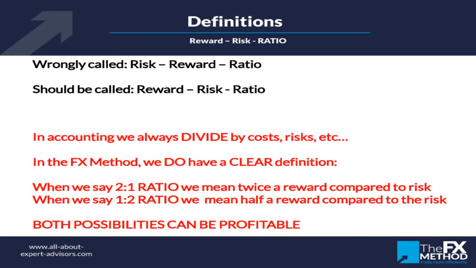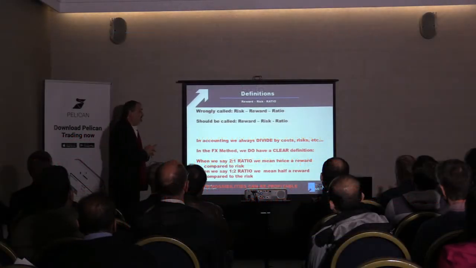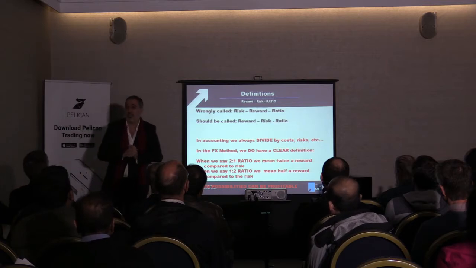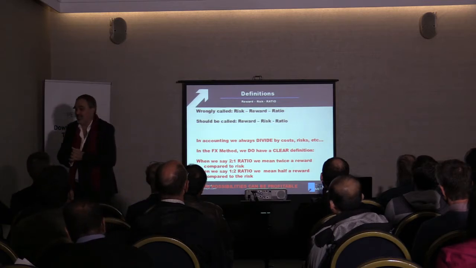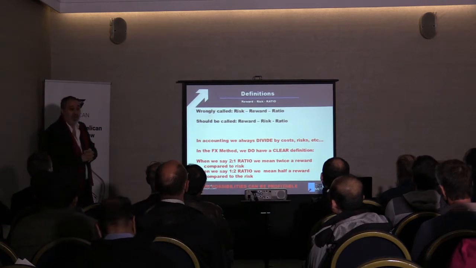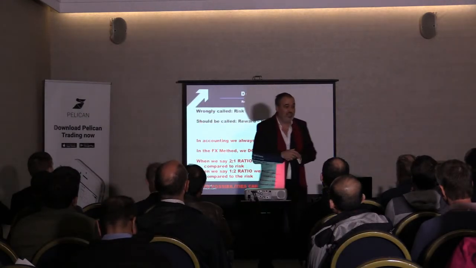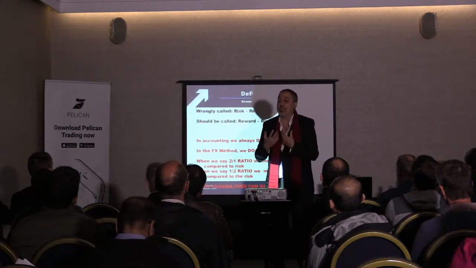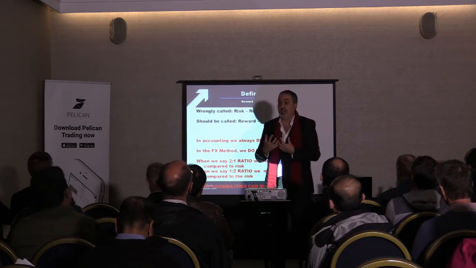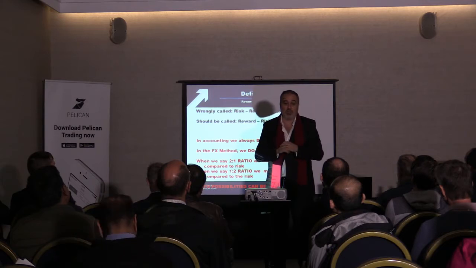So, first of all, we need to define the animal. What is it? And why is it wrongly called the risk-reward ratio? In accounting, we always divide by costs. That's one of the first things I learned when I was studying economics. I studied economics as well. And in a balance sheet, it's obvious that that which is below, which is divided by, is actually the cost. It's actually the risk, the penalty, right? And the rewards are always in the balance sheet on the upper part of the division.